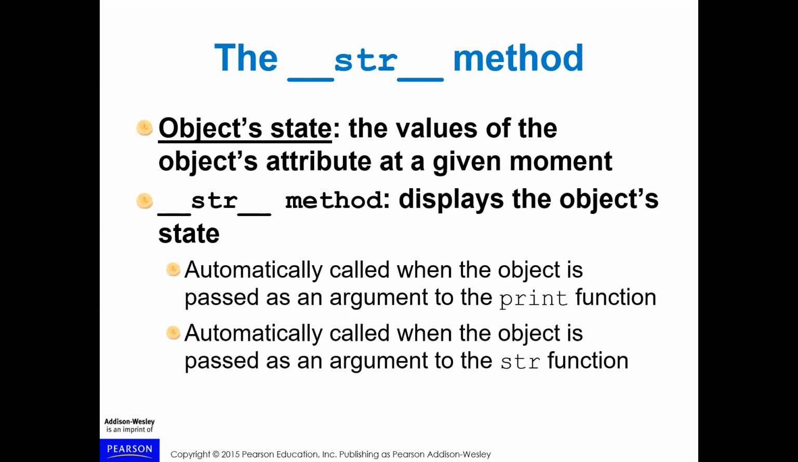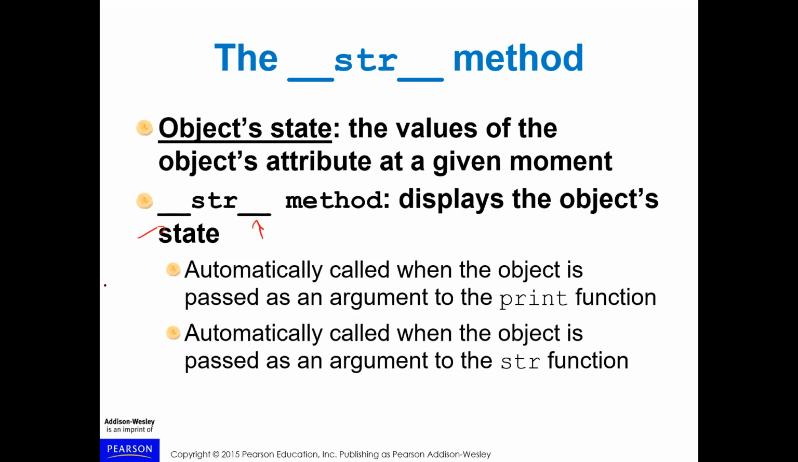So now there's the str method. Basically the object state, the values of the object's attributes at a given moment. That could be handy. You have an object and it's changing a lot, but at one specific moment you want to know the state of the object, which basically means printing out the values of the object's attributes at a given moment. And that's called the str method. This again is two underscores.